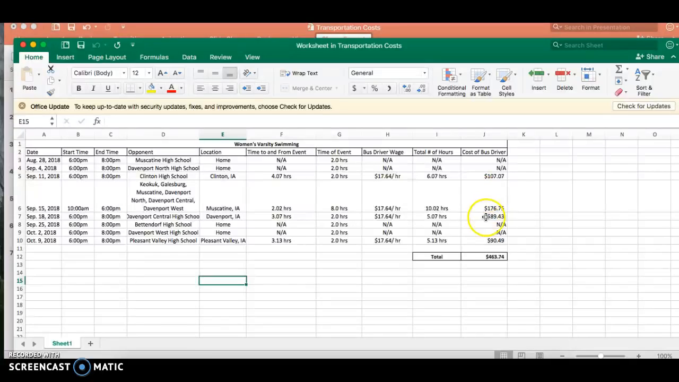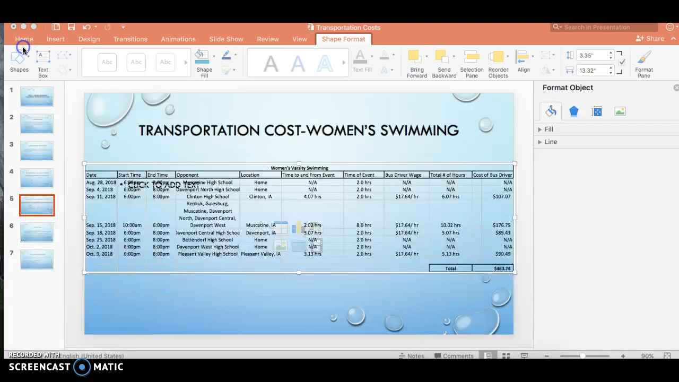So that's why you saw a decrease in transportation costs on the women's team versus the men's team. They had 11 meets, 4 of which were at home. So 63% of their meets were out of town, whereas only 50% of the women's meets were out of town, reducing the cost of transportation for the women's team.